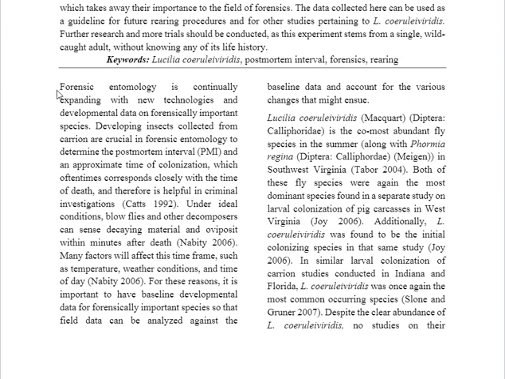So let's see. This is a good start. Starts with forensic entomology continually expanding. A good rule of thumb is to start broad and then get more and more narrow. So since you already know what is going on in that paper, you're able to start with an entire subject area like forensic entomology. This also gives the readers a clue what this is going to be about.